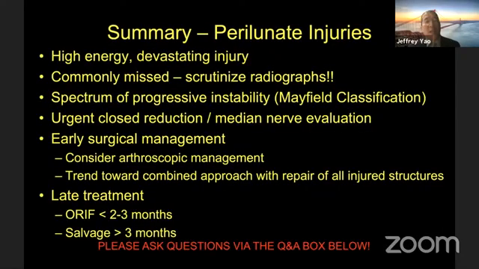So to summarize, these are high energy, devastating injuries. They're commonly missed, so you need to scrutinize radiographs. We should all be familiar with the Mayfield classification, the spectrum of progressive instability. These patients should have urgent closed reduction and median nerve evaluation and early surgical management, whether it be arthroscopic or a combined dorsal and volar approach or sole dorsal or sole volar approach to repair all injured structures. Typically, you can repair these structures if they're identified within 2 to 3 months, but beyond 3 months, you're looking at a salvage procedure.